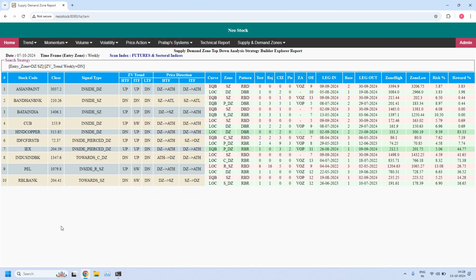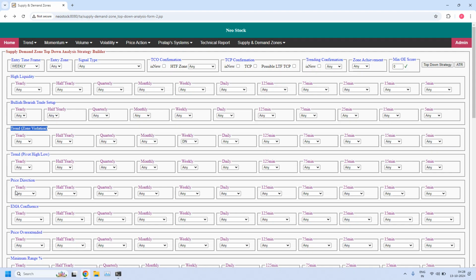This is based on the zone violation. Further, if you want to see more probability, look for EMA confluence. Weekly time frame, weekly EMA confluence. The supply zones are having weekly EMA confluence, because we are focusing on the supply zones.